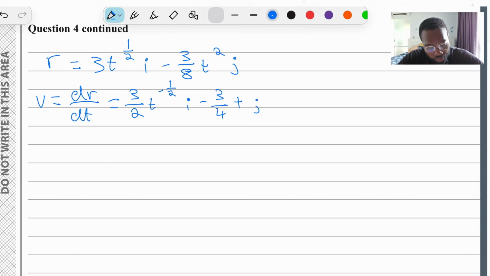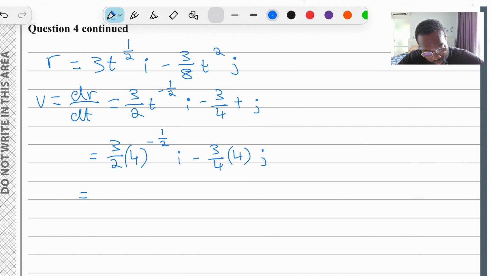Now what we can do is substitute in that 4, because we want the speed when t is 4. So if we substitute in 4, we get 3 over 2 times 4 to the minus a half, and that would still be our i here, and that's minus 3 over 4 times 4, and that would be a j here.